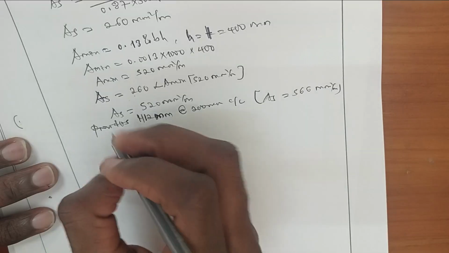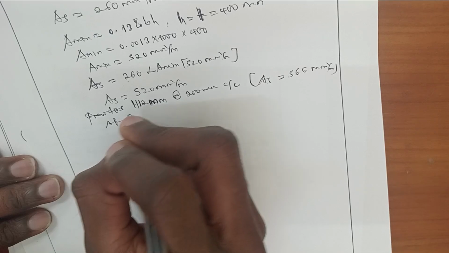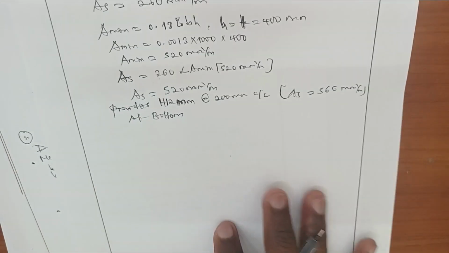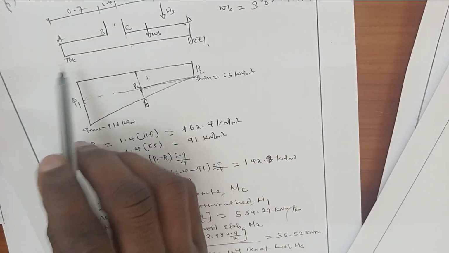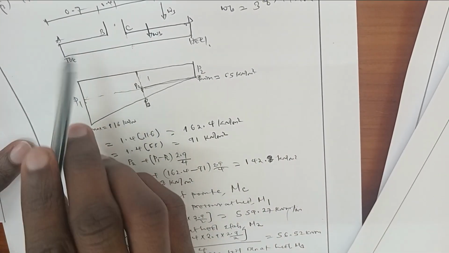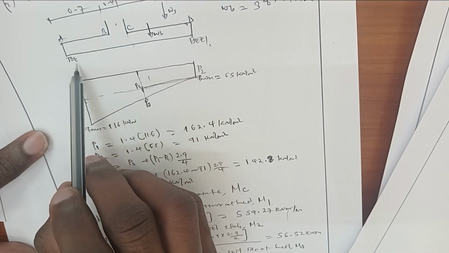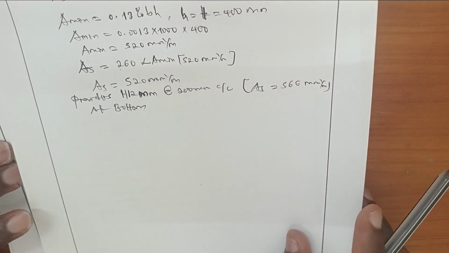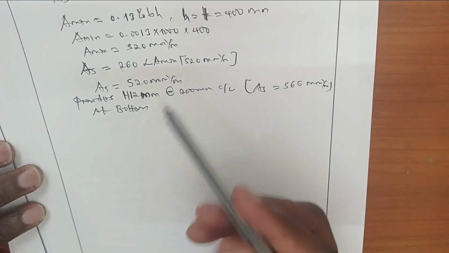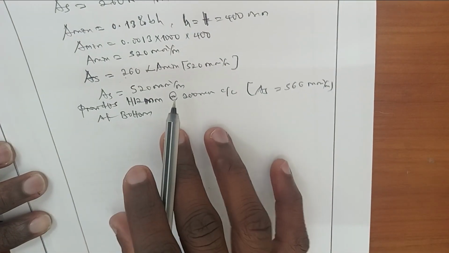This reinforcement for the toe is provided at the bottom, because the soil pressure acts upward, so we provide the reinforcement at the bottom. This is the final step for determining the reinforcement. Now we have obtained the reinforcement for the stem, as well as the reinforcement of the base.